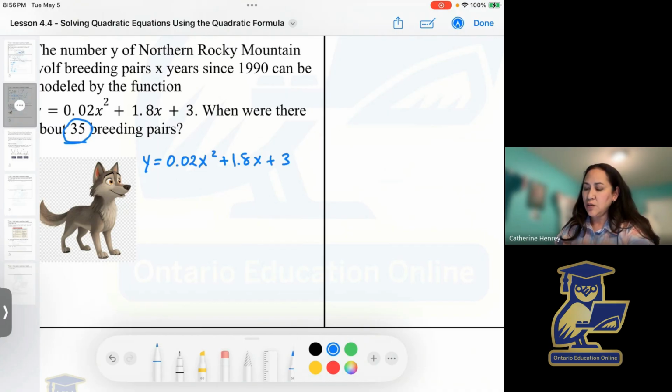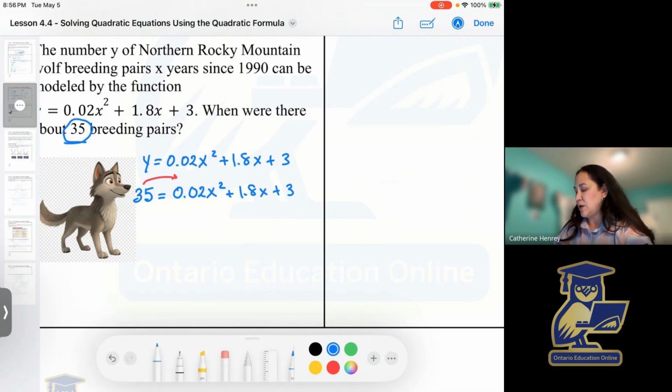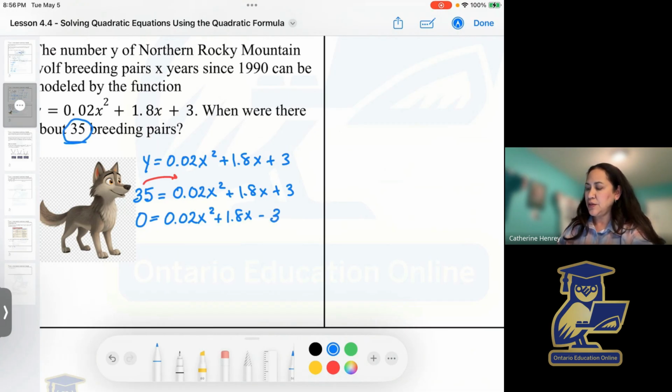So we'll set y equal to 35 and rewrite 0.02x squared plus 1.8x plus 3. And of course, to solve a quadratic, we have to make one side equal 0. So let's go ahead and move that 35 over. Don't forget to change the sign. So we'll have 0 equals 0.02x squared plus 1.8x minus 32. Now we can see what our a and our b are.